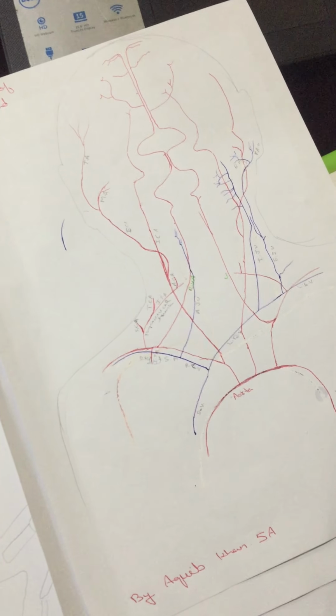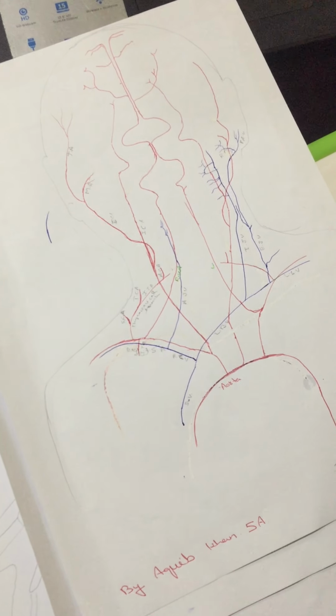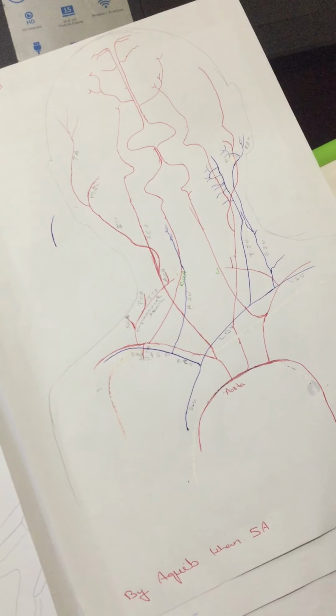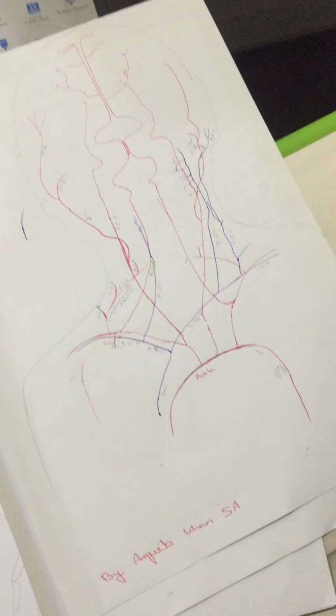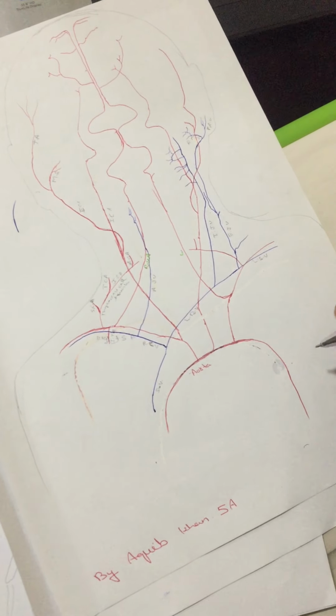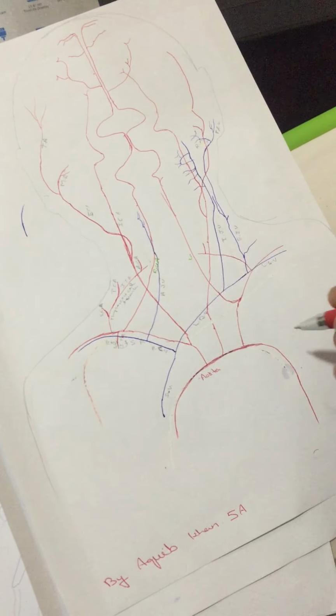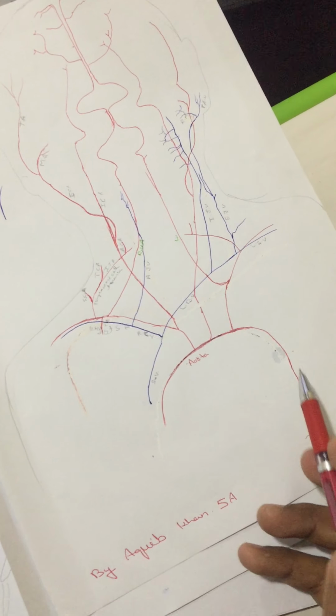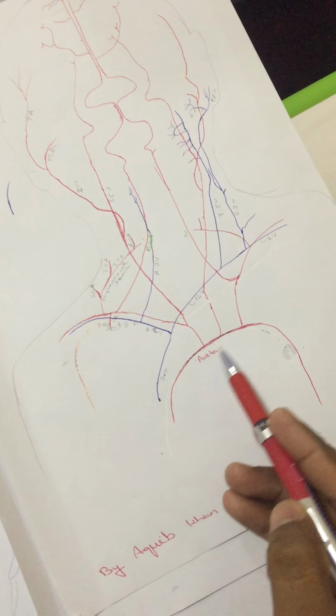Our today's topic was vessels of the head and neck region. So let's start, ma'am. The left ventricle pumps the blood into the arch of aorta. This one is the arch of aorta.